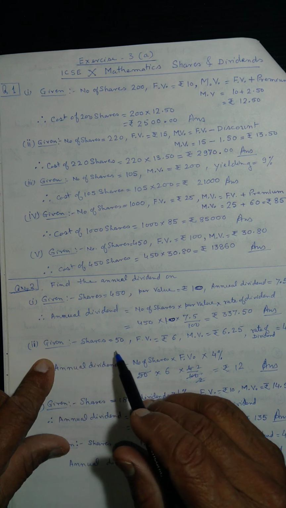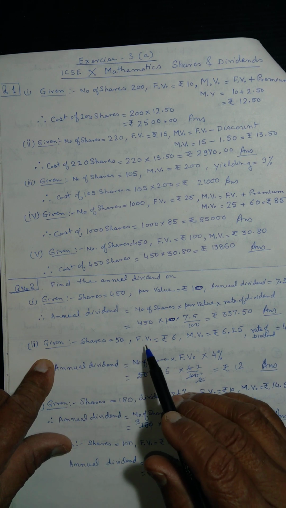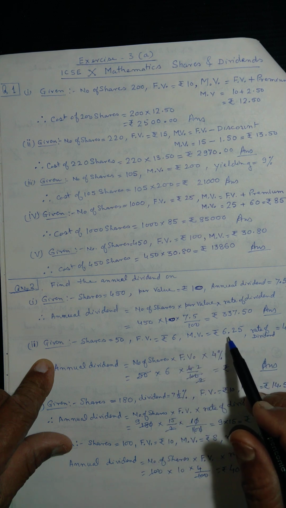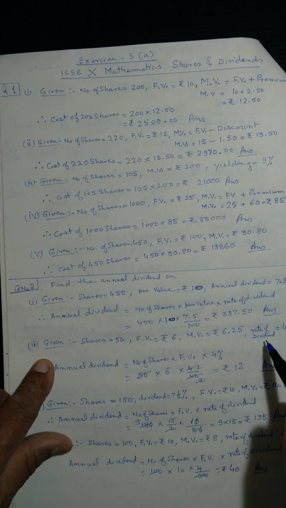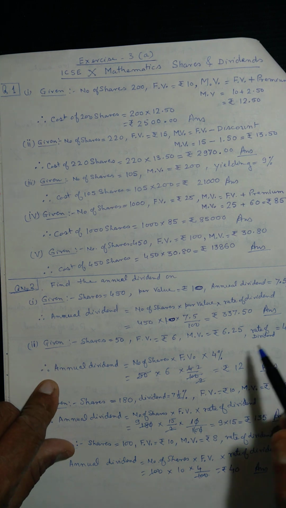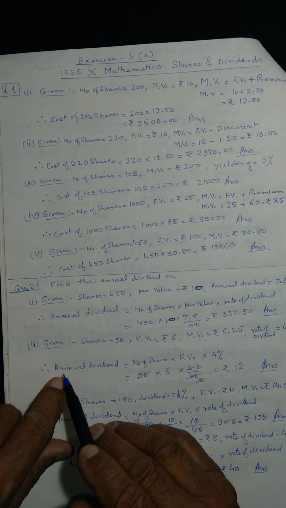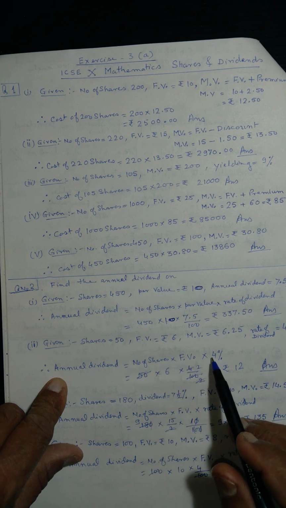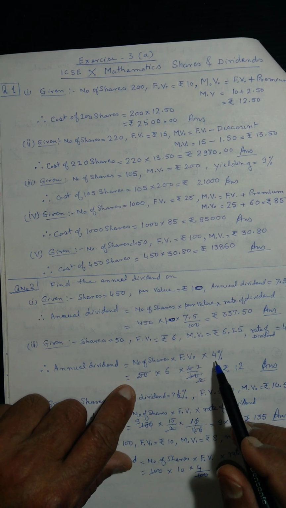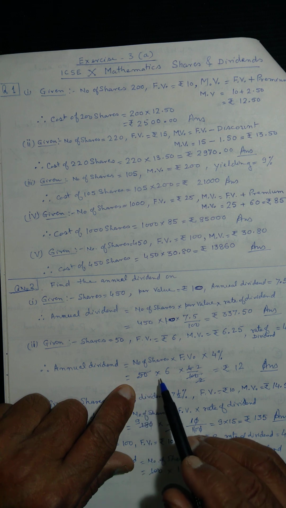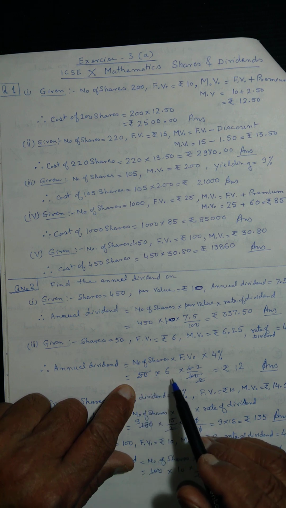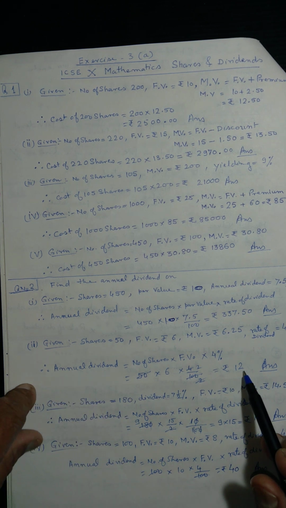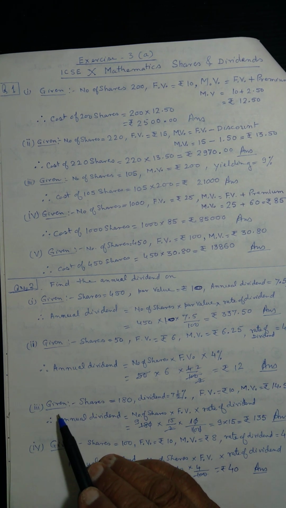Second part, given that shares is 50, face value is rupees 6, market value is rupees 6.25, rate of dividend is 4%. So annual dividend will be number of shares into face value into rate of dividend, that is 4%. So 50 into 6 into 4 by 100, that will be equal to 12 rupees.